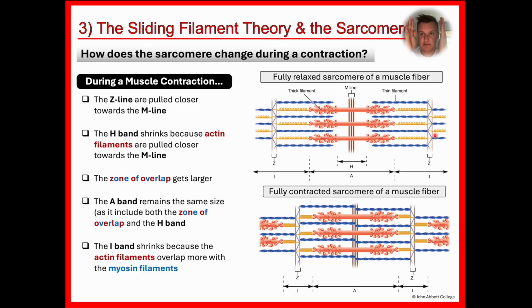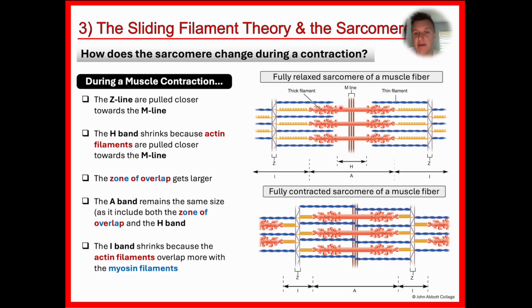Here are my Z lines. They go in towards the middle, right? Here are my Z lines, here. They become closer to the middle. The middle doesn't move. The H band shrinks because the actin filaments are pulled closer towards the M line. What is the H band again? The H band is just the band that has only myosin.